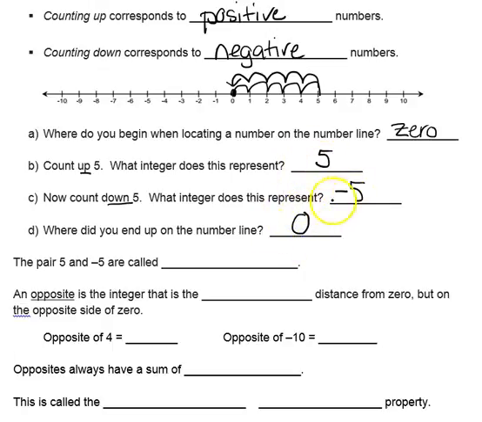In math, 5 and negative 5 are called opposites. An opposite is an integer that is the same distance from 0, but on the opposite side of 0. So I'm going to use the number line again to demonstrate that.